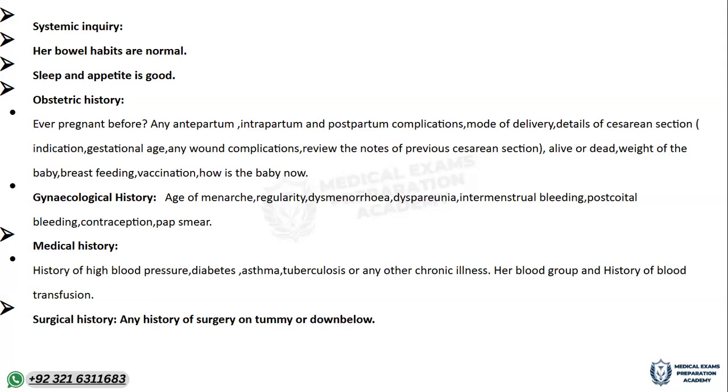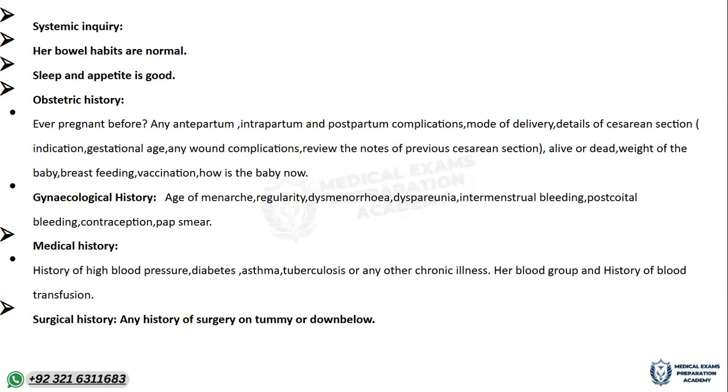In obstetrical history, you will tell that she is primigravida, and then you will tell the gynecological history: that her age of menarche was 14 years and her cycle was regular, 5 by 28 days, with average blood flow. There is no history of dysmenorrhea, dyspareunia, intermenstrual or postcoital bleeding. She has never used contraception and her pap smear has never been taken.